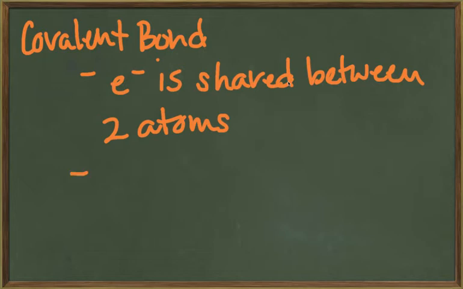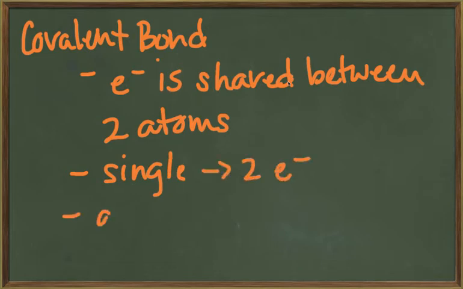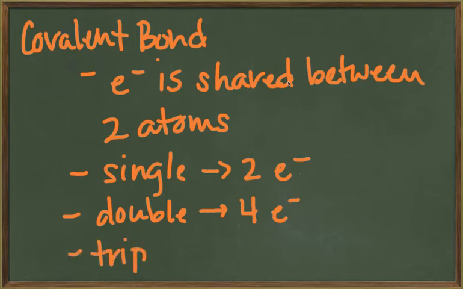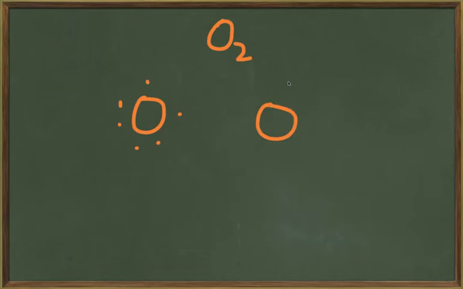Now, with covalent bonds, you can have a little bit of difference. You can have a single covalent bond where the atoms are sharing 2 electrons between them. You can have a double covalent bond where we're sharing 4 electrons between 2 atoms. Or you can also have a triple covalent bond where you're sharing 6 electrons between 2 atoms. An example of this, just as a quick review, I'll do diatomic oxygen. Oxygen, both atoms have 6 valence electrons in their outermost energy level.